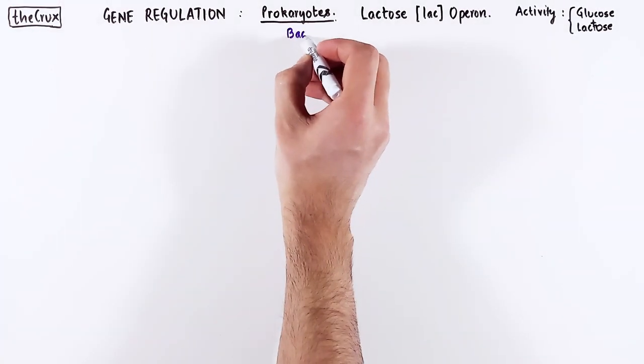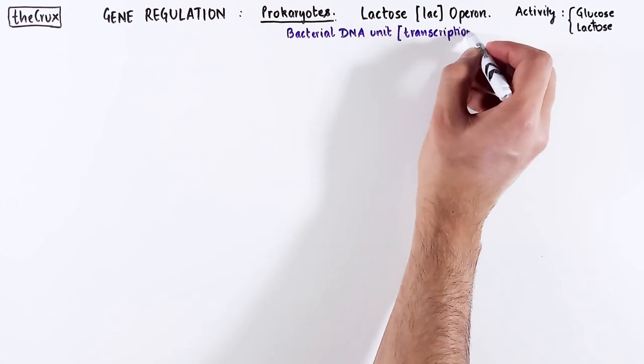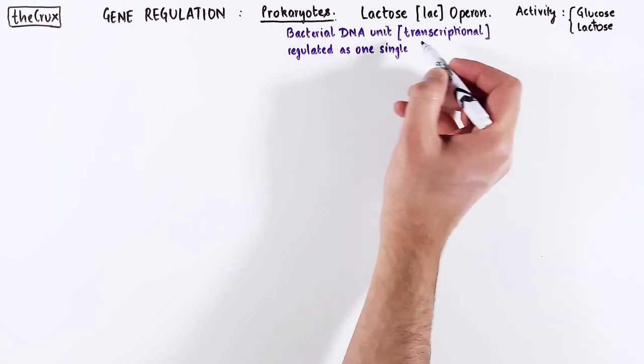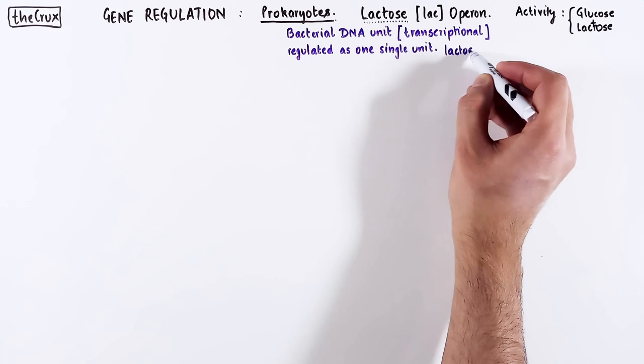First, let's simply define an operon. It is a bacterial DNA unit, a transcriptional unit specifically, which is regulated as a single unit. In Lac Operon, this single unit controls the lactose metabolism.